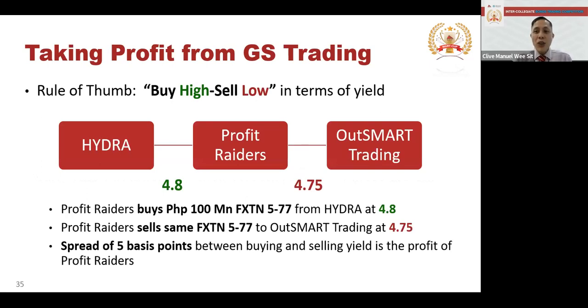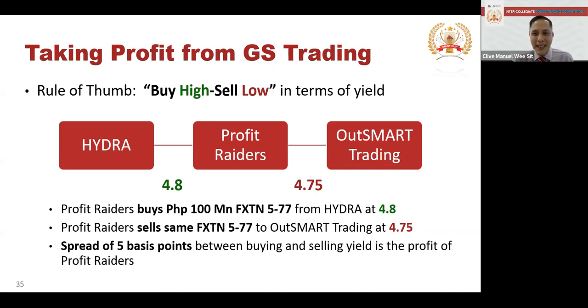Now, how do you take profit from GS trading? Remember, the rule of thumb here is always buy high, sell low. I want you guys to be careful. This rule of thumb only applies to markets wherein the price being quoted is a yield. And that is one thing that is peculiar about the Philippine government securities market.